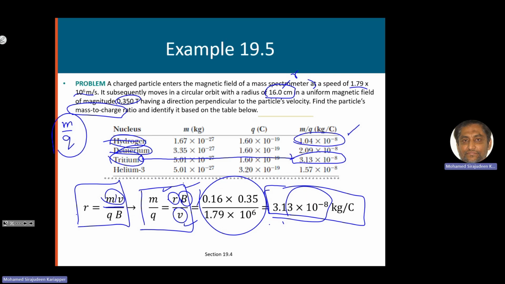Okay, so it's nice. A mass spectrometer is something that applies a magnetic field to a charged particle, and the path will be visualized. Looking at the radius, we can measure it and determine what that ion is.